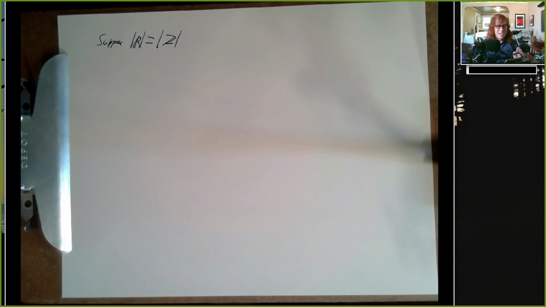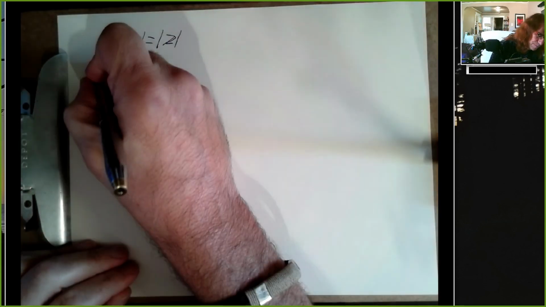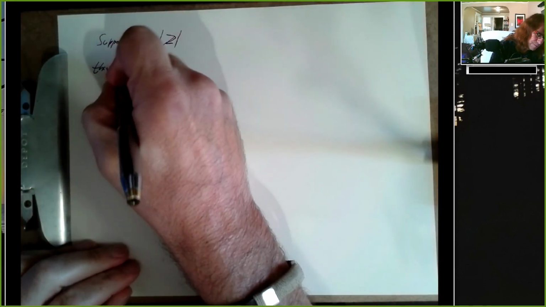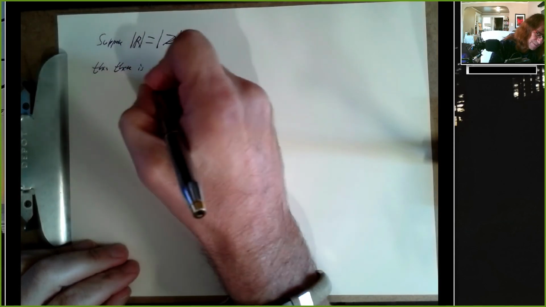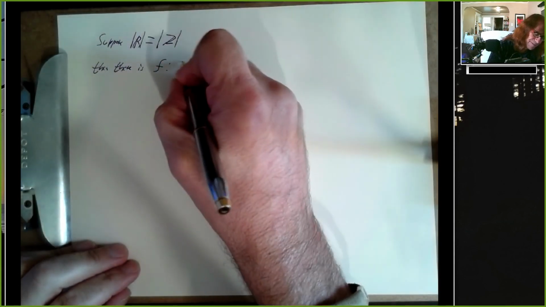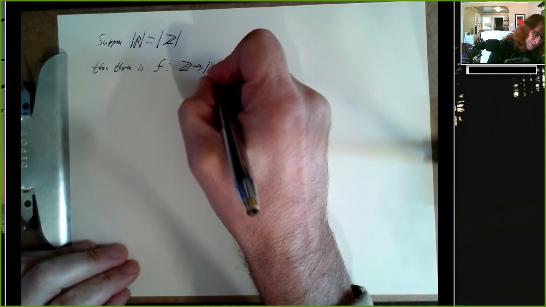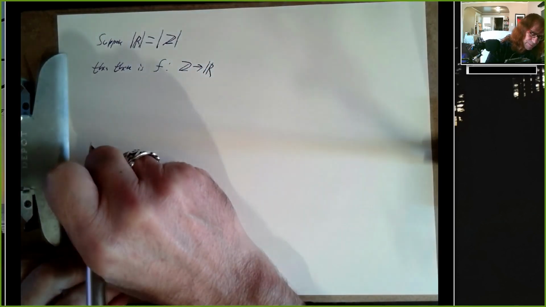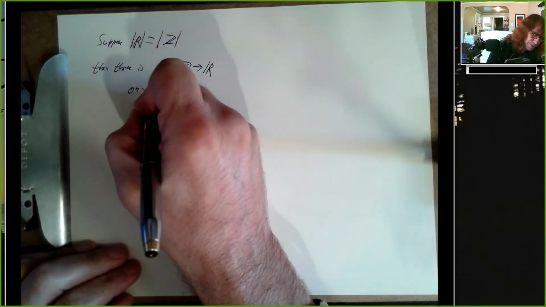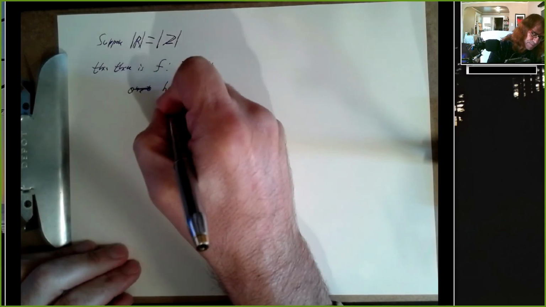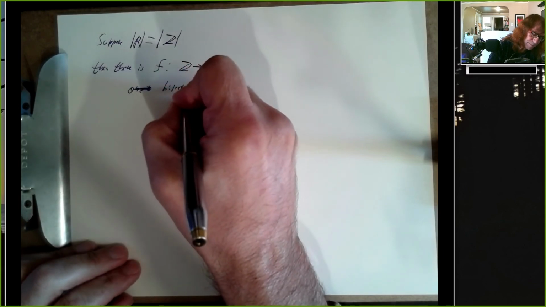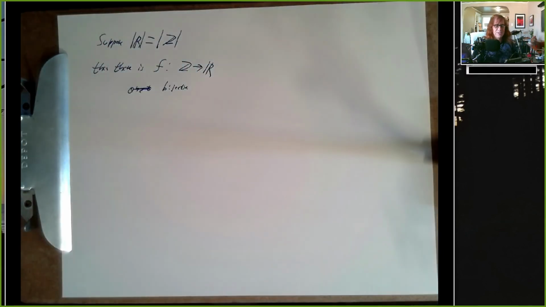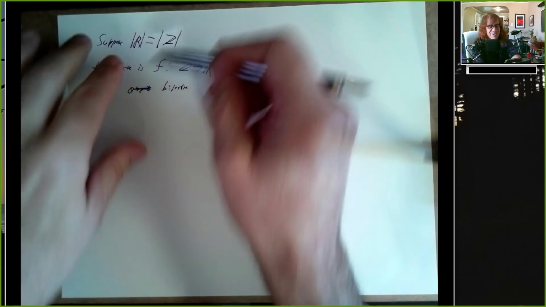Okay? If that is true, then there is a function f from the real numbers to the integers, which is 1 to 1. Let's just say it is bijective. In other words, there's a 1-to-1 correspondence between integers and real numbers. That's what it means to say two things have the same cardinality.